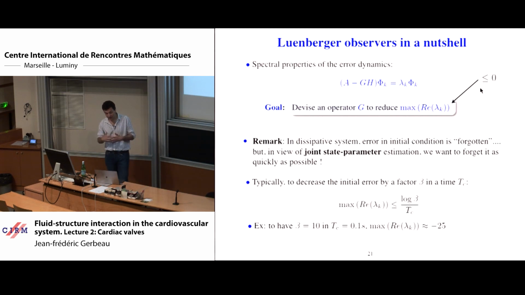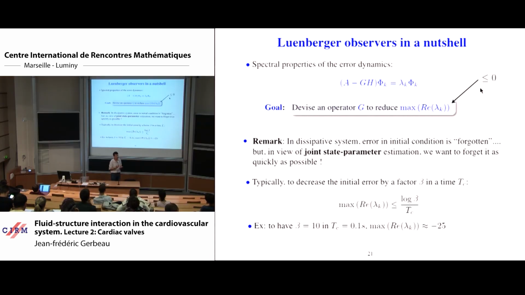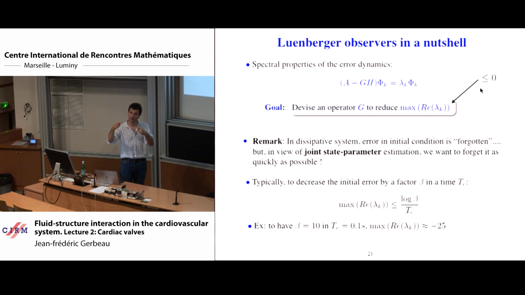Here you can say, okay, when we have a dissipative system, we forget the error on the initial state, so is it really useful to accelerate this process? The answer is yes, because you are estimating simultaneously the state and the parameters, and you want to reduce the state error as fast as possible in order not to perturb too much the estimation of the parameters. Typically, if you want to reduce the initial error by a factor beta, for example 10, after 0.1 second, then your target will be a maximum real part of the eigenvalue of -25, just to have an idea.